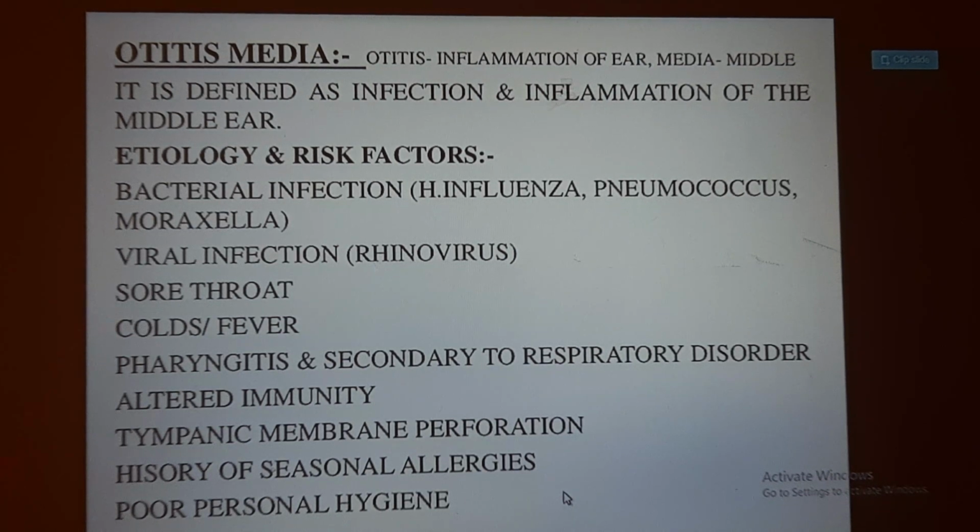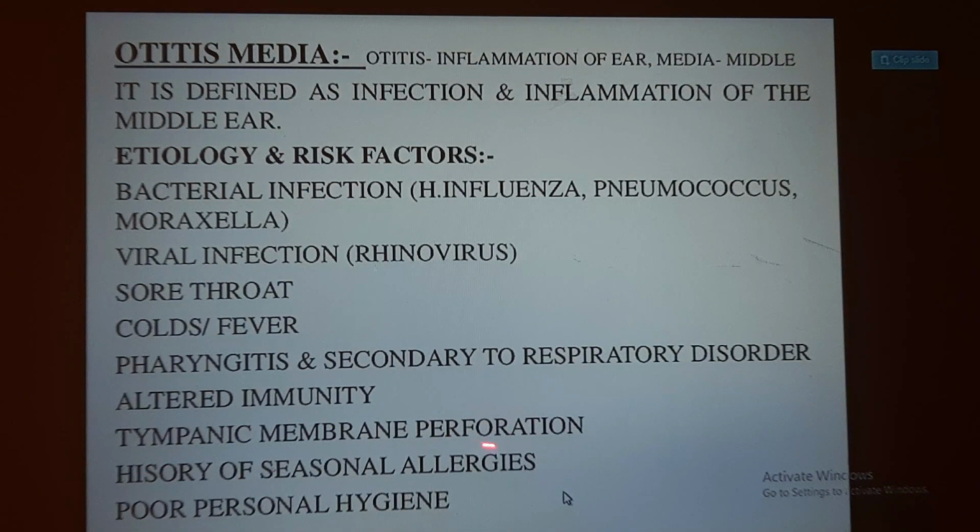Next one is sore throat. Sore throat, cold, fever, pharyngitis. Pharyngitis is inflammation of the pharynx, secondary to respiratory disorders. If the person has low immunity or any immune disorders, altered immunity will also lead to otitis media. And then tympanic membrane perforation.